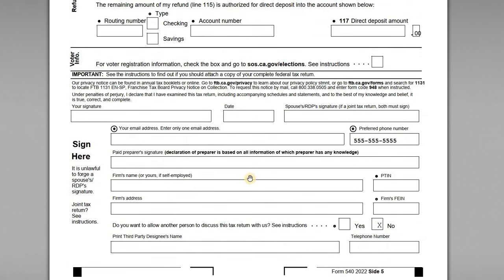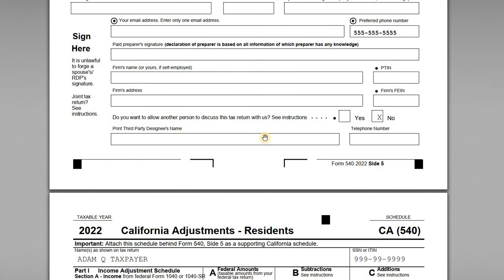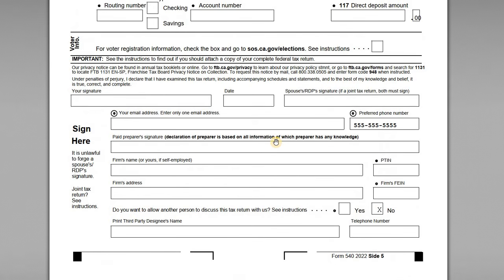All right, and then of course at the very bottom there, you want to sign the return, date it. If this is a paid preparer, the paid preparer information would be down there as well. And then that's it, right? This is pretty straightforward, simple example for a California resident. Obviously, every tax situation is unique and different, so always be sure to read the full instructions, consult with a tax preparer if you have any uncertainty about what you need to do.